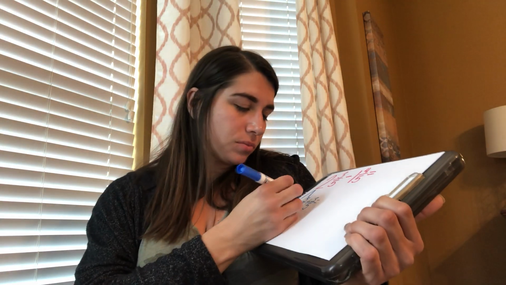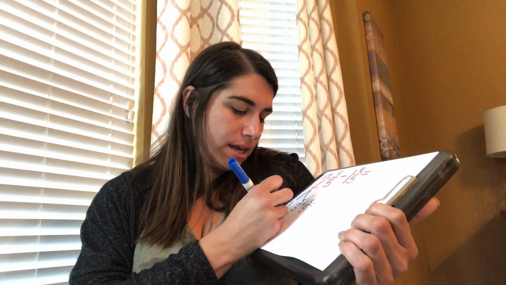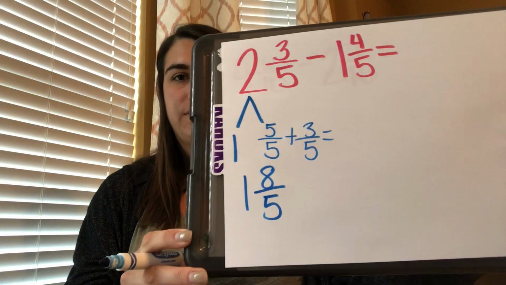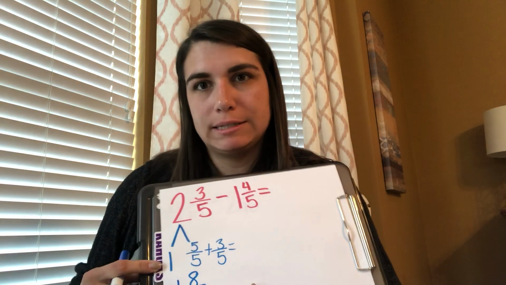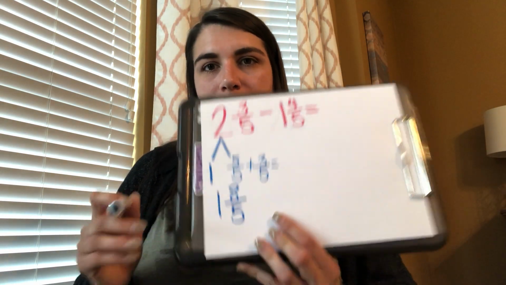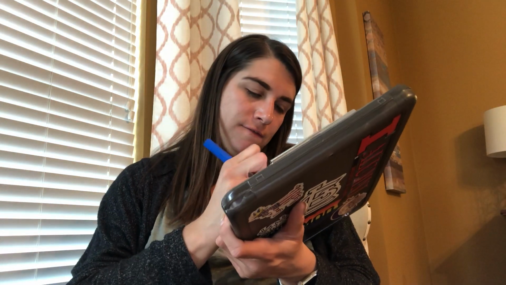So we are going to get 1 8/5 now, if we look at it like that. Well, I guess it's not improper. It's still a mixed number, but there's an improper fraction in there. So 1 8/5 minus 1 4/5.